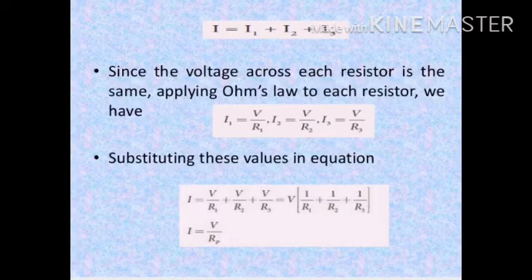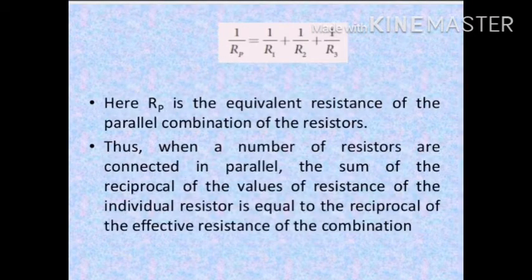In parallel resistors, the total resistance is calculated by the reciprocal. That means 1 by R is nothing but 1 by R1 plus 1 by R2 plus 1 by R3, as shown in this slide. Here, Rp is the equivalent resistance of the parallel combination of resistors. Thus, when a number of resistors are connected in parallel, the sum of reciprocals of the values of the resistance of individual resistors is equal to the reciprocal of the effective resistance of the combination.